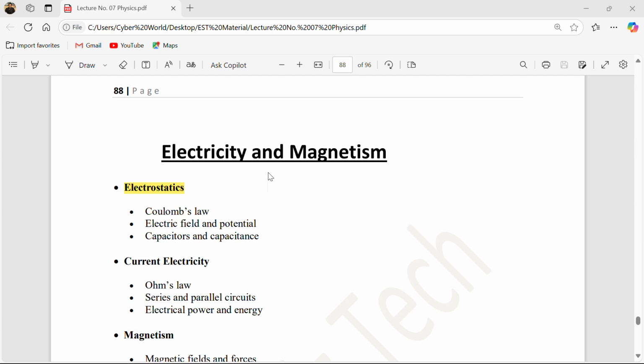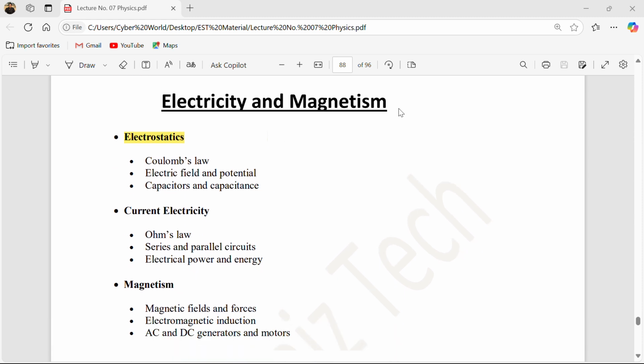Today is our seventh lecture on the FDE EST Physics examination, and today is our last lecture on FDE EST Physics because we covered all this syllabus. Today is our last chapter, which is on electricity and magnetism.